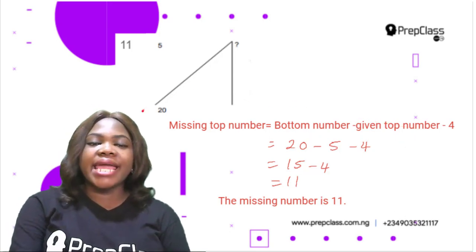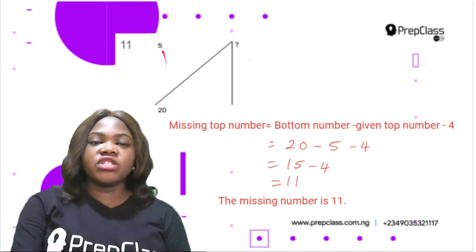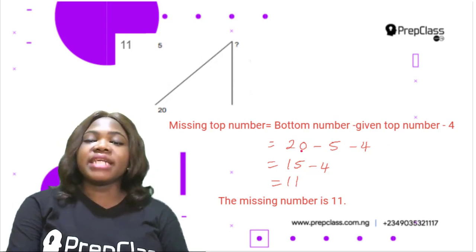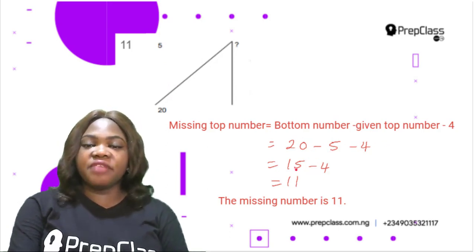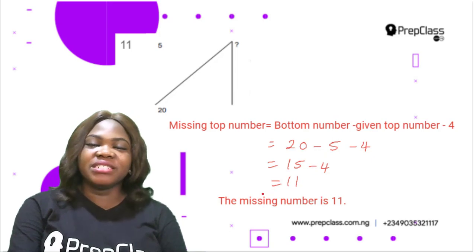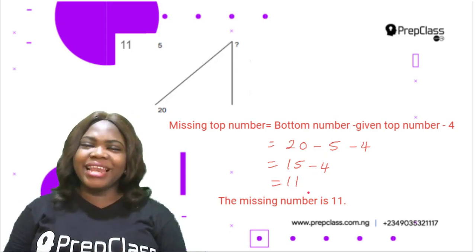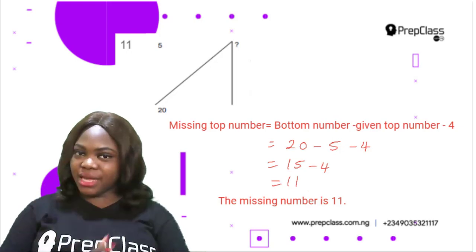So the bottom number here is 20. Then the given top number is 5. So 20 minus 5 minus 4. 20 minus 5 is 15. Then 15 minus 4 is 11. So the missing number is 11. But before we say that that's the answer, let's try if it works with the samples.